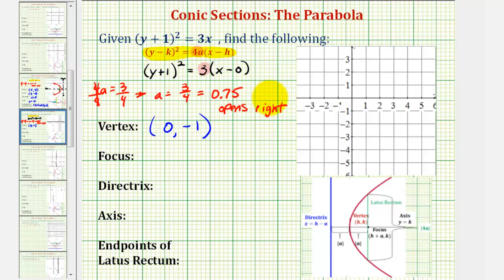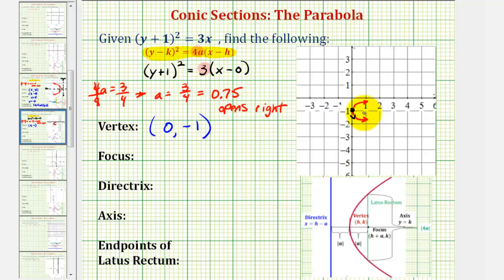So now to help us find the focus and directrix, we're actually going to make a rough sketch of a parabola with a vertex of (0, -1) that opens to the right, and then after we find the endpoints of the focal diameter or latus rectum, we'll sketch a more accurate graph. So the vertex will be the point (0, -1), or this point here. And then because the parabola opens to the right, the graph would look something like this.